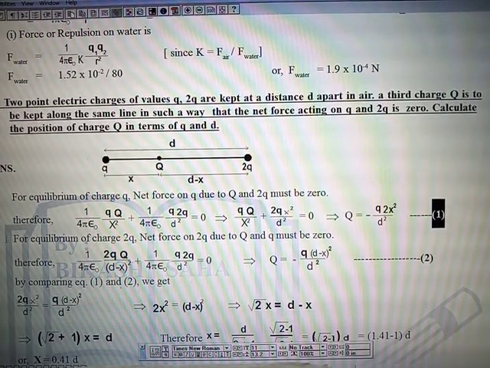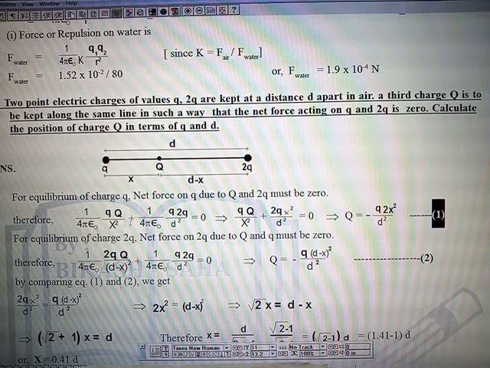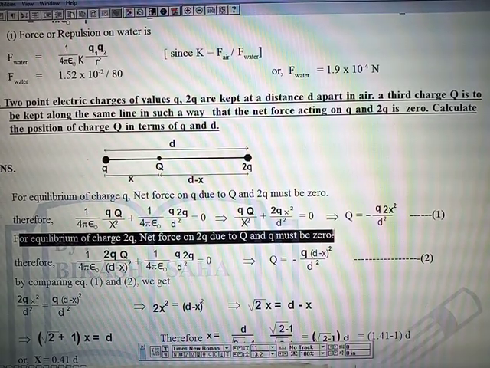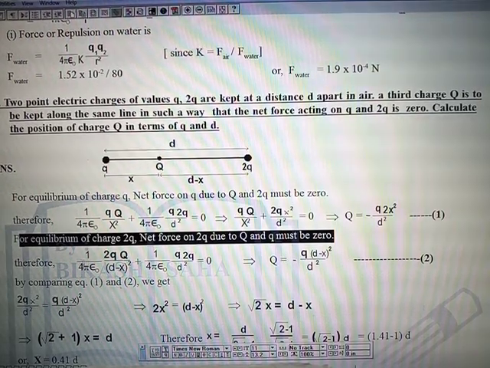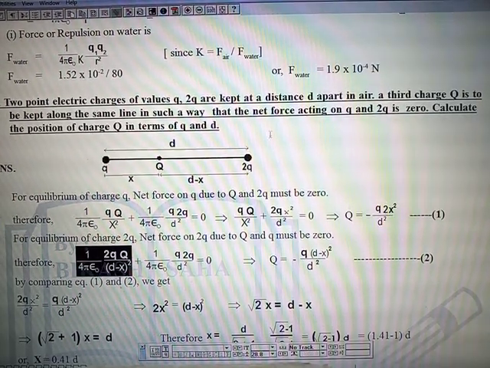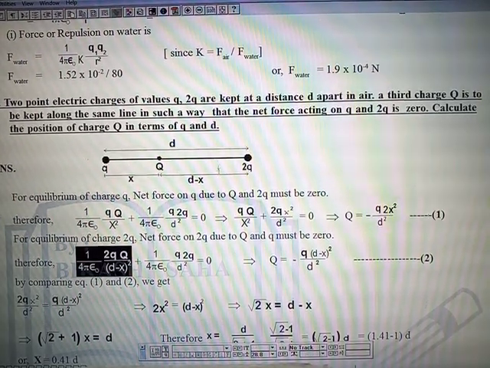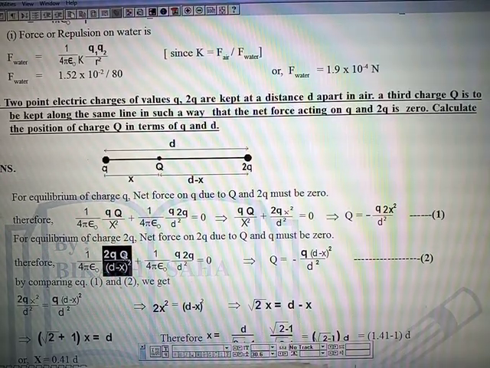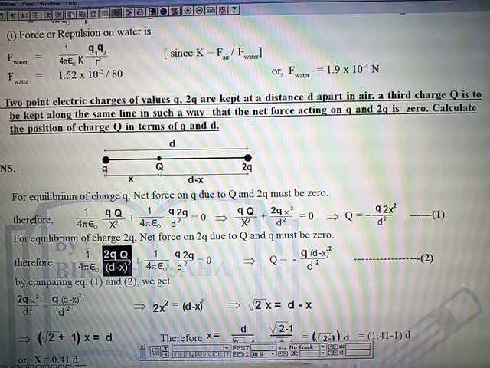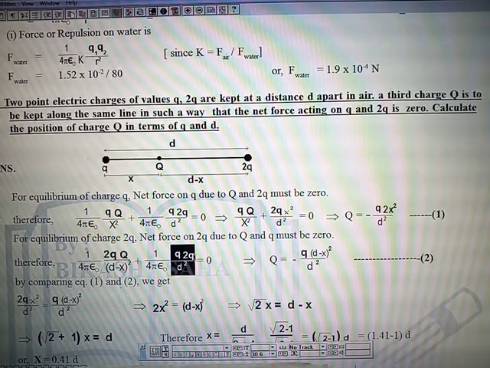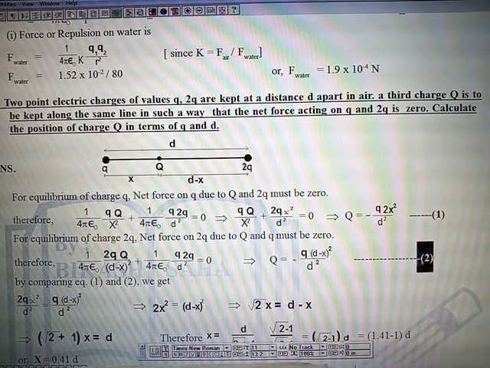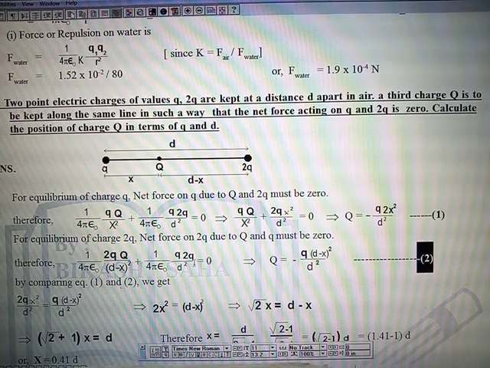Let's see. Again on the 2q it is 0. So again I have written this. Once again 1 by 4 pi epsilon naught. Now the main charge is 2q. So 2q here into capital Q, and 2q with the small q. This is q. Is it right? Equal to 0. Again we get the value of this. Let me write equation number 2.